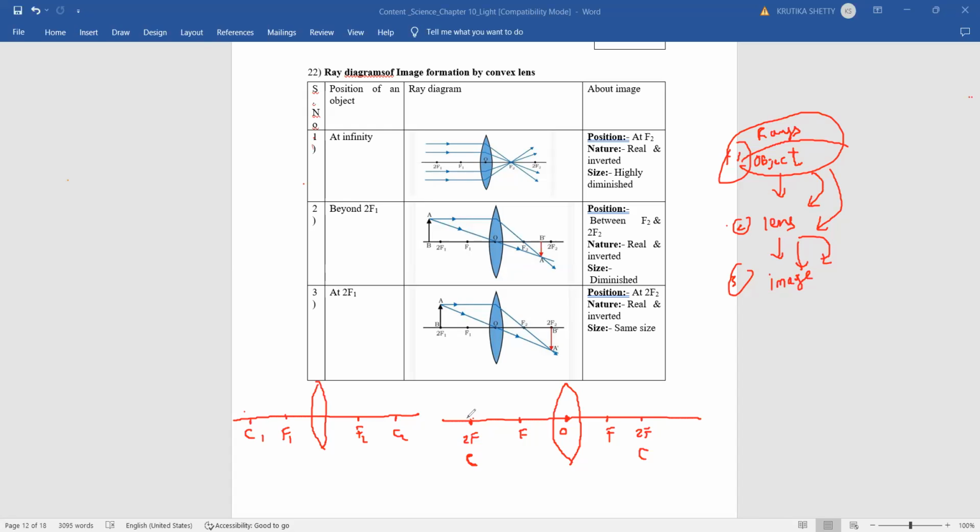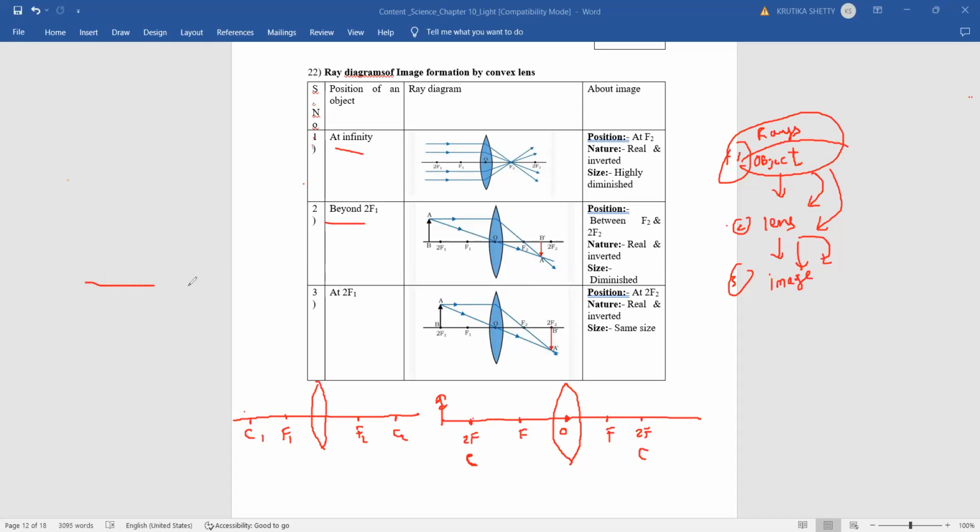So pay attention now. See here in this figure. When the object is very far beyond 2f, they say the object is at infinity. So the first location is at infinity, and the next is beyond 2f. Here you need to understand the difference between infinity and 2f.